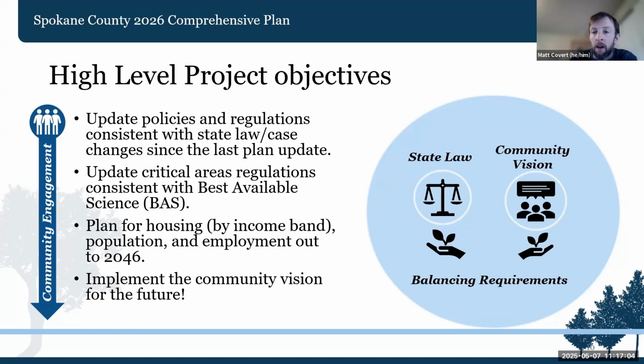And then last but not least, despite all the requirements in the Growth Management Act, there is still a big element of community vision here. So it's balancing the changes to law and administrative code with the community vision and what people want to see. While that goalpost moves every time you do a plan update because laws have changed and there are new requirements, there is still a great deal of local latitude in how this gets expressed on the ground when a plan is adopted and regulations implement it. So those are the overarching project objectives.